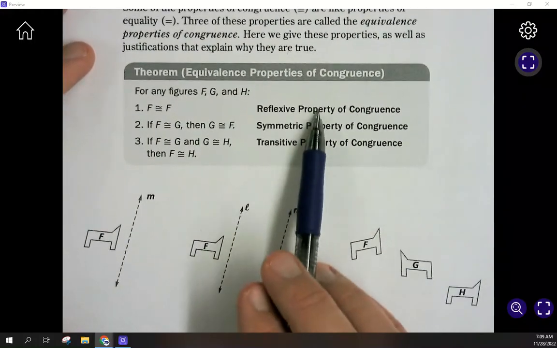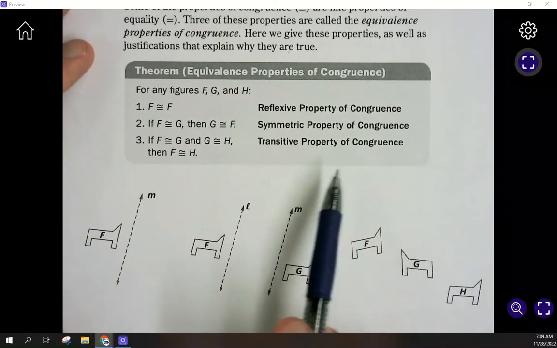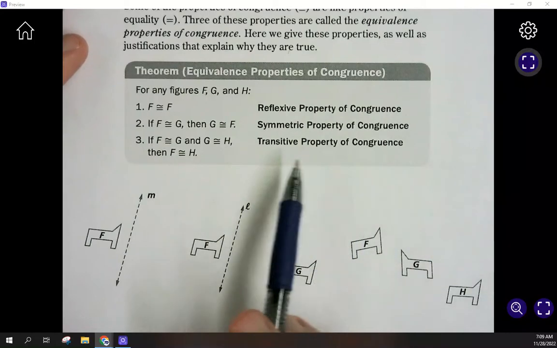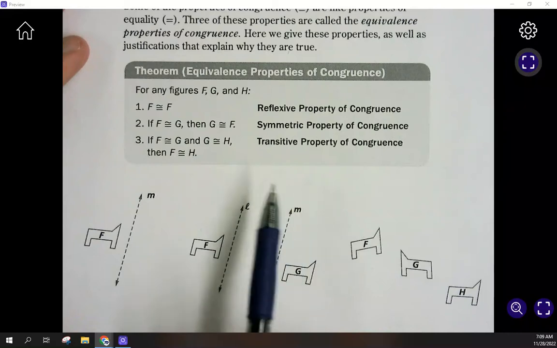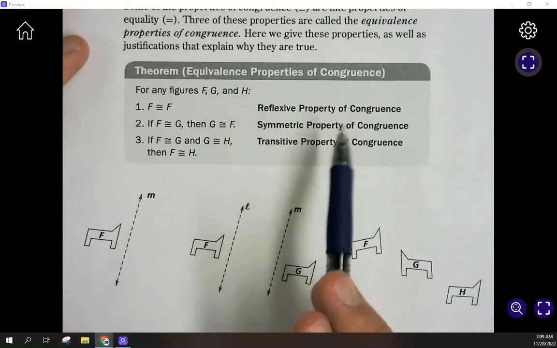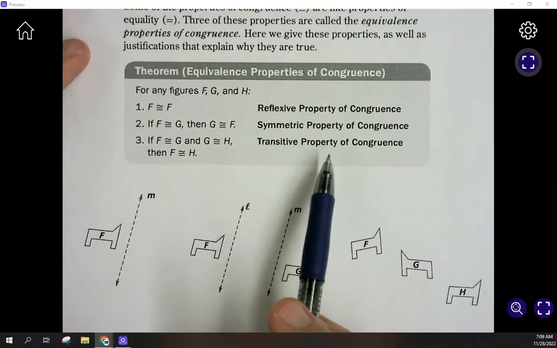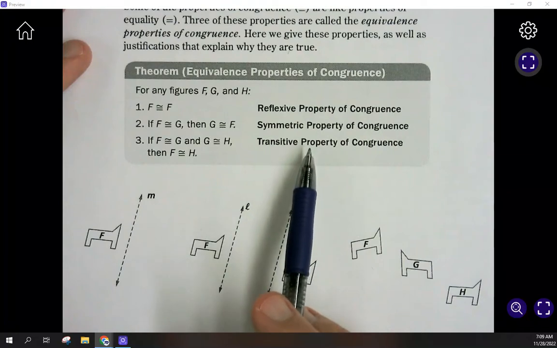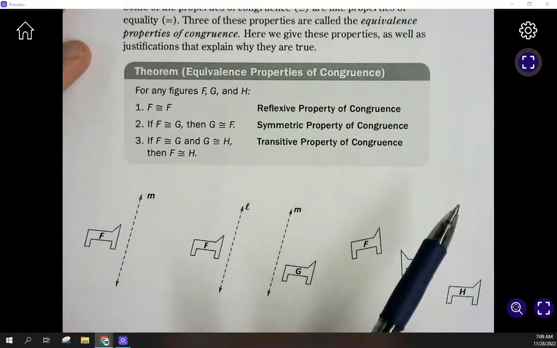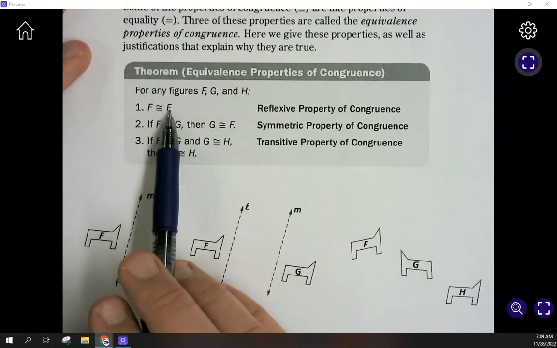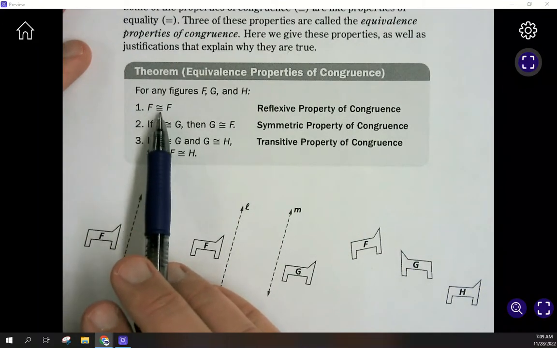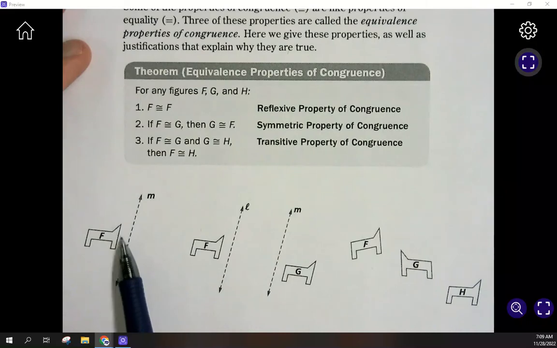And where this starts to come into play is when we're going through proofs and we're writing proofs and we have to give a justification. We're going to use a lot of these properties. So remember, for things to be congruent, it has to be an isometry or a composite of reflections resulting in a rotation, translation, and so on. So the reflexive property says anything must be equal to itself. It holds true for congruence. Talk about it right here.